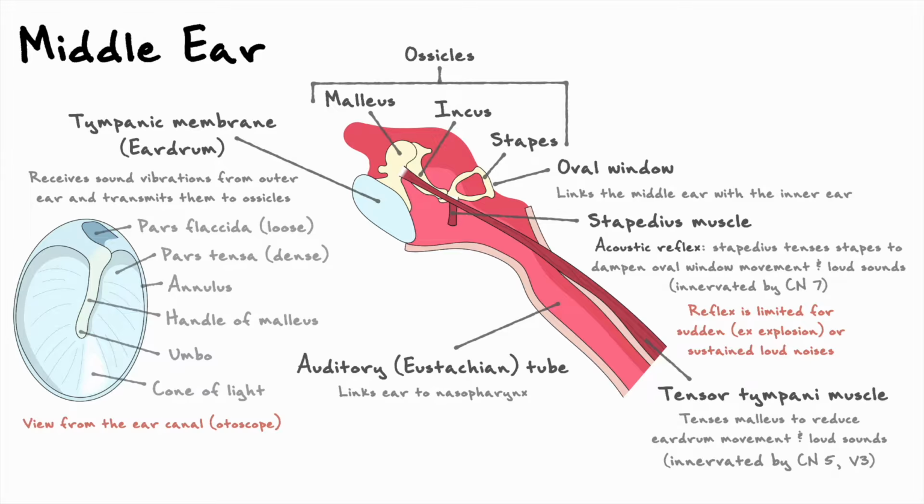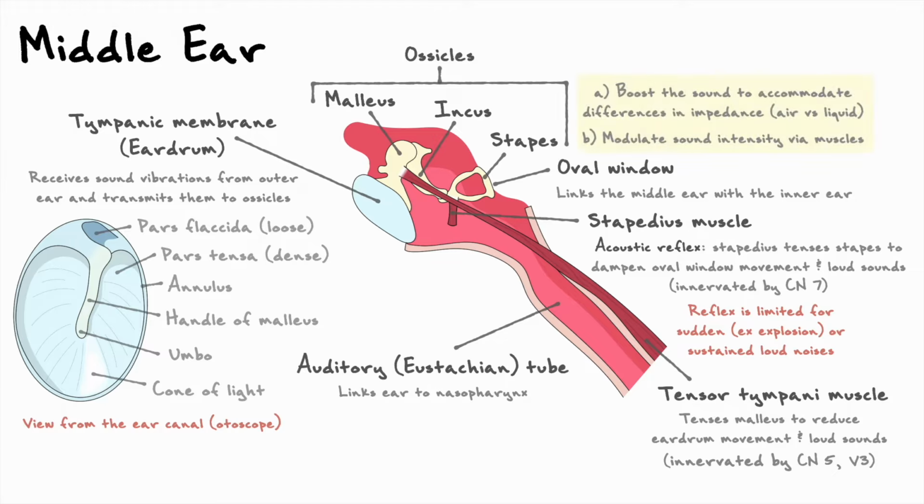So, in summary with the ossicles, when we think about why they are important, especially important because they allow to amplify the sound energy that is transmitted from the outer ear to the inner ear and thus avoid energy loss. Also, they are an ideal site to protect us from loud sounds via the acoustic reflex.